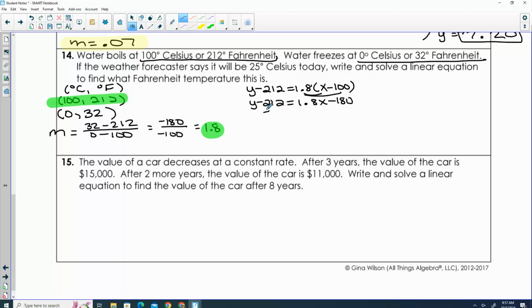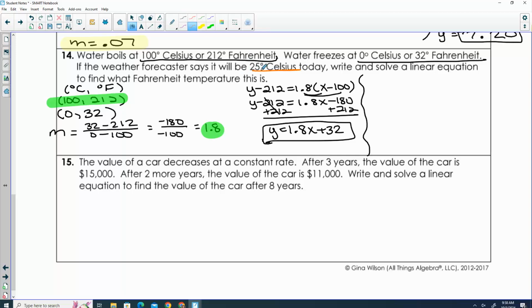Add over the 212. So we get y equals 1.8x plus 32. So now we have our equation. Once we have our equation, we can answer the final part. Solve a linear equation to find what, if the forecaster says today it will be 25 degrees Celsius.